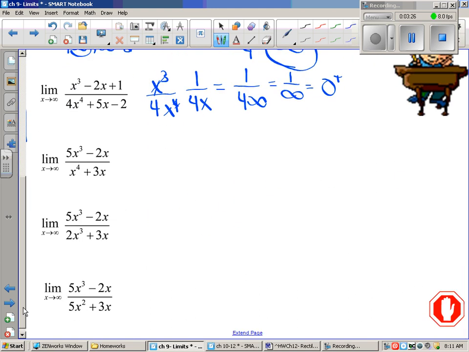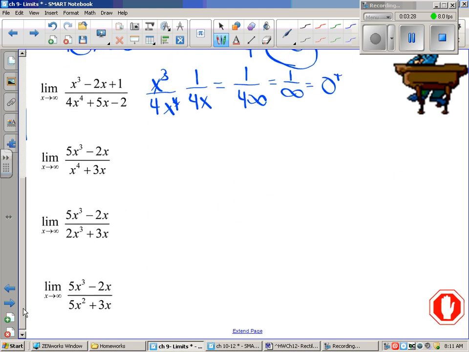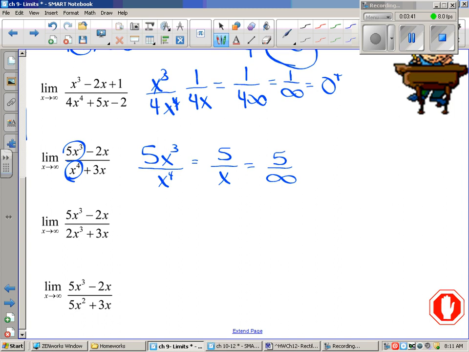Last one here that we got. Oh, no, I guess I got a few more. All right, 5x cubed would be the highest power. Again, we'd have infinity over infinity. So I'd have 5x cubed over x to the 4th. And so we simplify. That leaves me with 5 over x. Now I'm going to retry by putting in that infinity, and that, of course, is 0 plus.